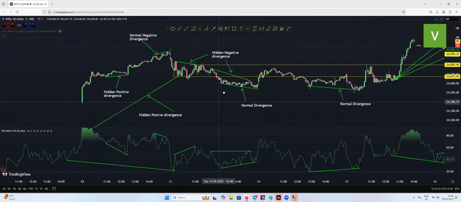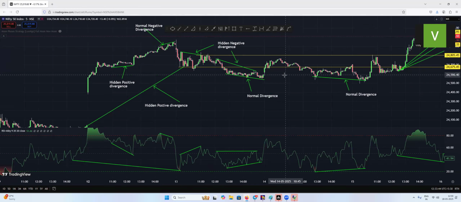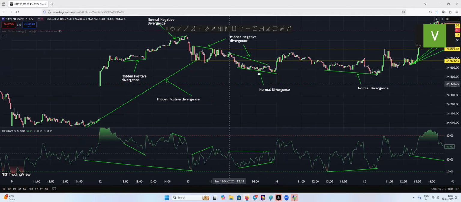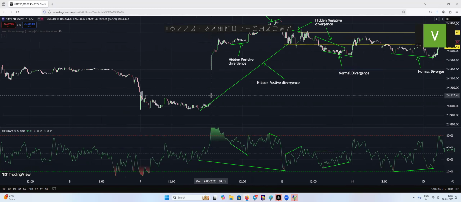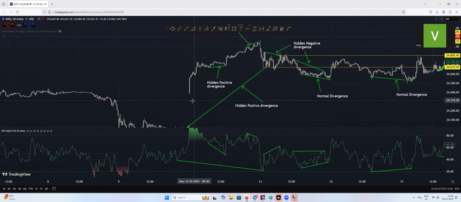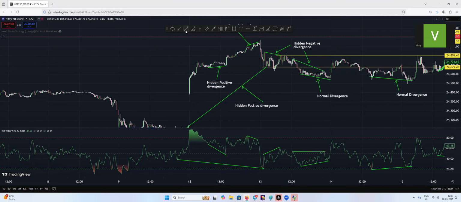Okay, so now let's analyze the last week's data. What has happened? So last week, what happened on Monday? We gapped up, right? We gapped up almost 300, 400 points. After that, it rallied quite high, right? Let me go through step by step.